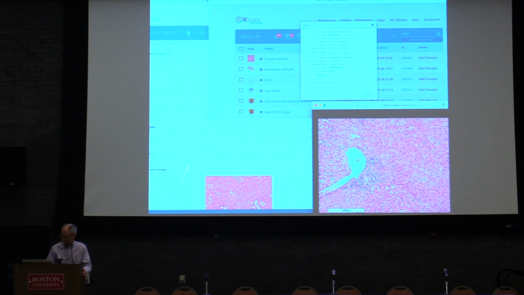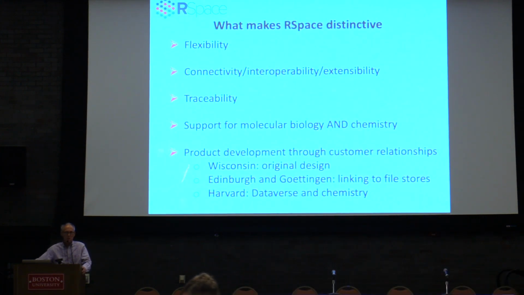You'll see on the information panel, you can get lots of information about your documents, which is useful for all sorts of reasons. So what makes RSpace distinctive, which I think is one of the reasons that it fits in well with the data commons idea, is it's very flexible, which is suited to academic research environments where things often change. Connectivity, interoperability, which I'm going to talk more about in a moment. And traceability, which is very important in terms of both IP protection, identifying who did what, made what contributions, et cetera.